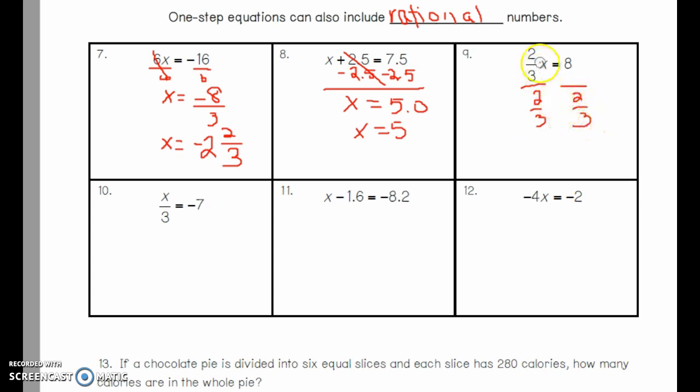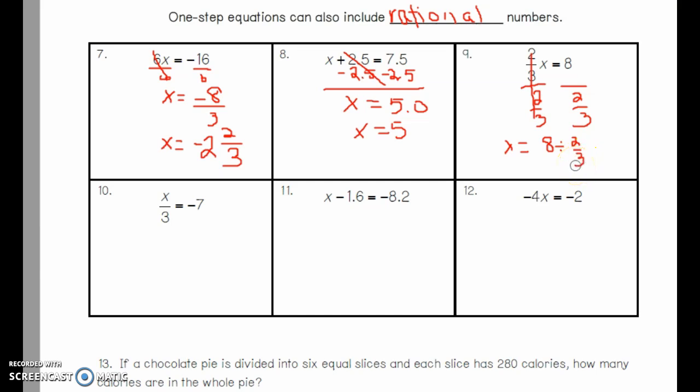Now again, on this side, nice and easy. Anything divided by itself becomes 1. I'm left with 1x. Okay, now on the other side, that's where it gets a little bit trickier. So I now have 8 divided by 2/3. And I'm kind of running out of space here. You might have to write to the side.